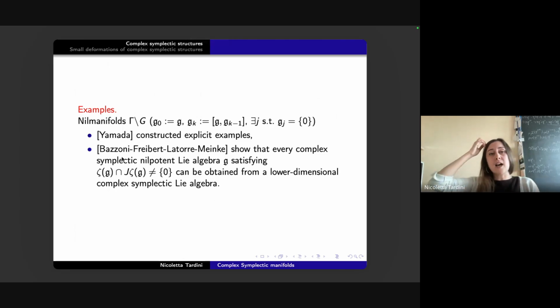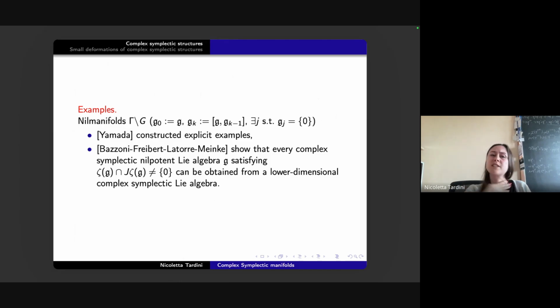And then other examples are provided by nilmanifolds. So nilmanifolds are quotients of simply connected nilpotent groups, let's say G, by a lattice Gamma. So this Gamma is a co-compact discrete subgroup of G, and these manifolds are called nilmanifolds. And there are some examples of nilmanifolds admitting complex symplectic structures.